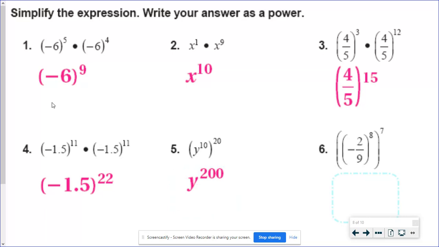Number 6 looks messy because of all the parentheses. But the inside parentheses are just to say that it's a -2/9, that's the base. That's to the 8th power, and then that whole thing is to the 7th power. So really what I worry about here, I know that it's going to be a -2/9 for my base. I just have to multiply that power to a power, which is going to give me a -2/9 to the 56th power.